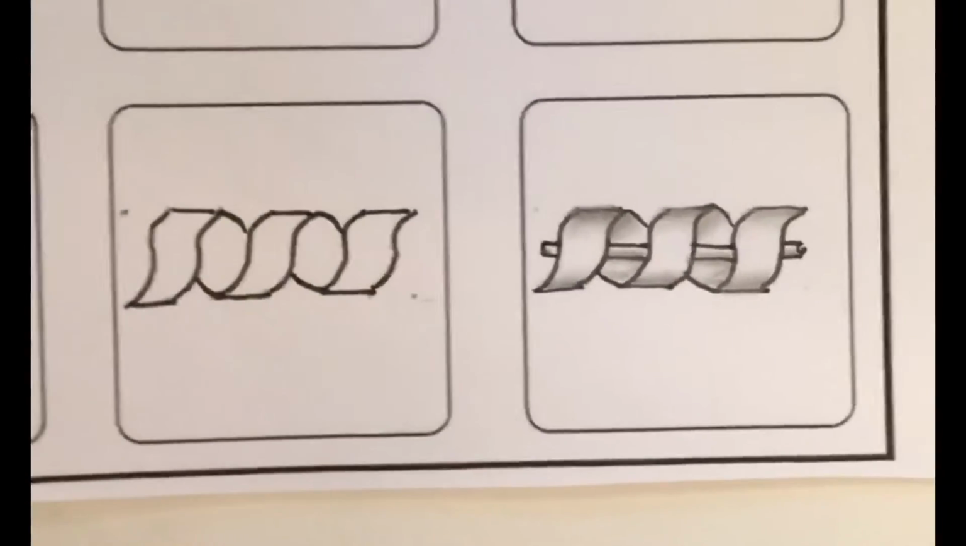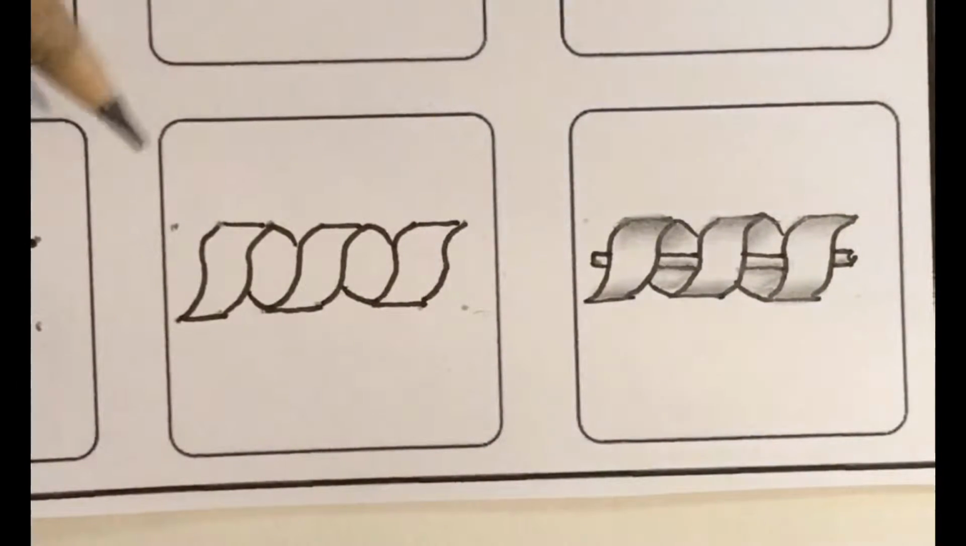Okay, we have our shading and shadows tutorial, part 4, which I'm just going to show you some examples of some shading on different objects and different designs and different tangles, if you will. So this is a really good example here.